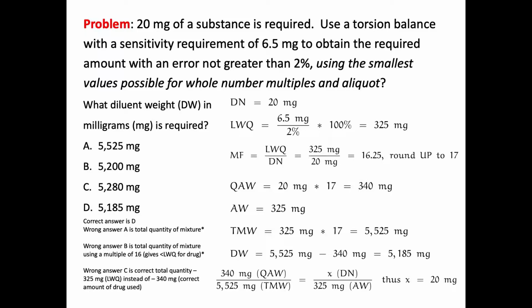The quantity to weigh is 340 milligrams over my total mixture weight of 5,525. Set that equal to some X amount of drug over my aliquot weight, which is now 325. So 340 times 325 divided by 5,525 gives you 20 milligrams, which was the amount of drug that we desired. And lastly, below the multiple choice questions, you can see where some of the wrong answers came from; sometimes these are errors that students have made in the past.